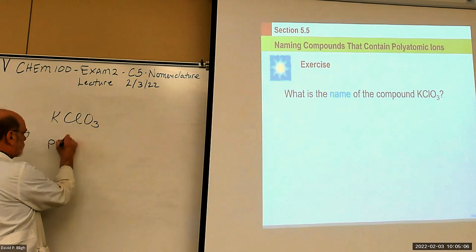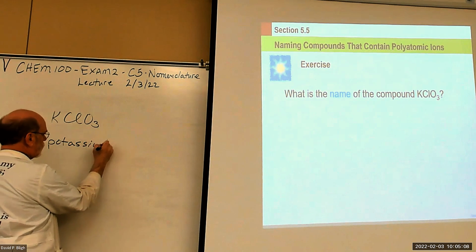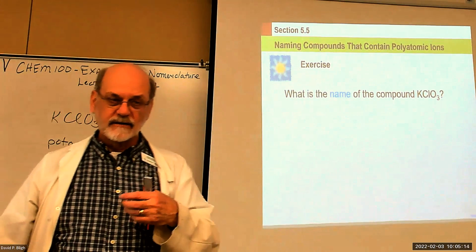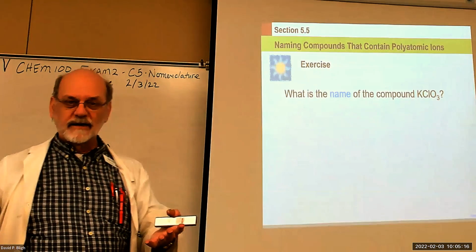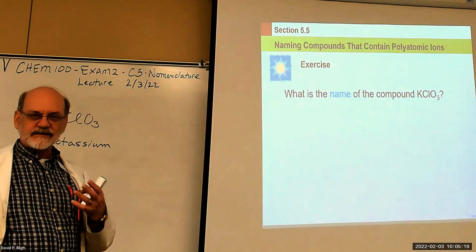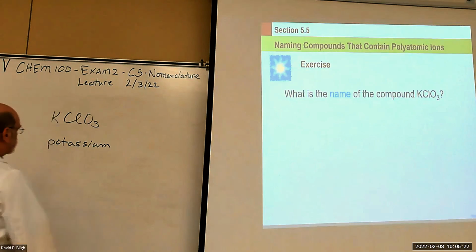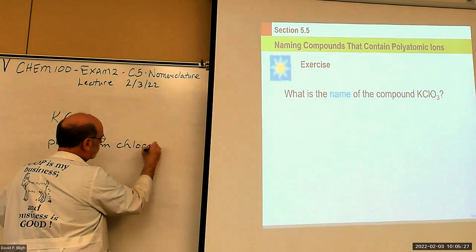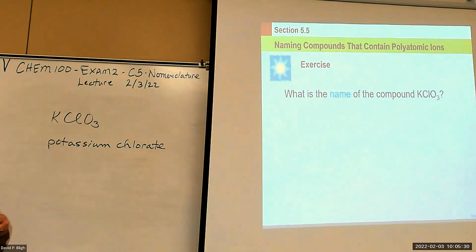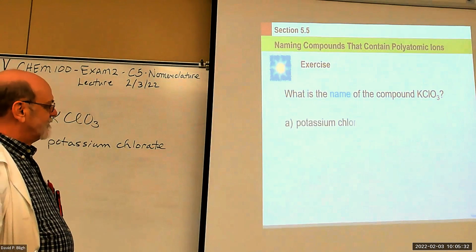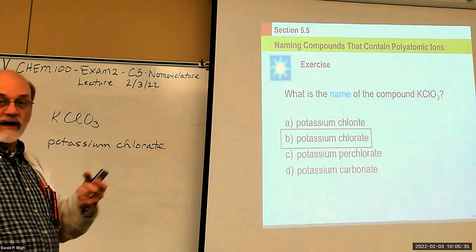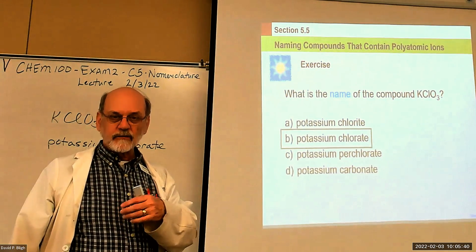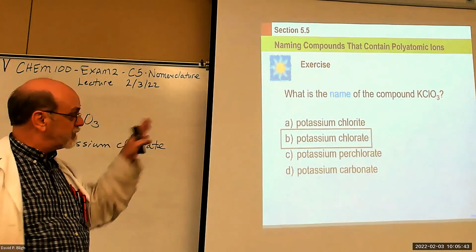This one's potassium. By the way, it's got a metal in it. Is this a type 1 or a type 2 compound? It has to be a type 1 because potassium is a fixed charge. It's an alkaline metal. And then this polyatomic is called chlorate. Potassium chlorate. And that's it. You don't have to say any more. We don't have to be redundant. This is unambiguous.